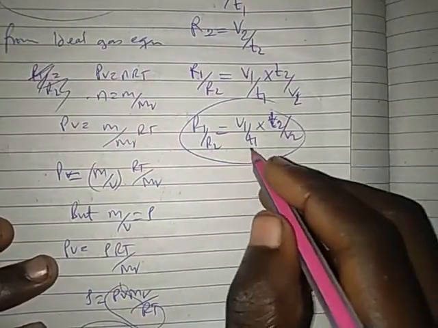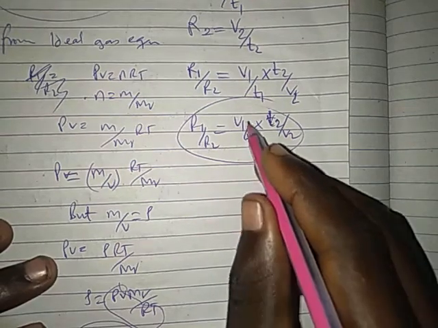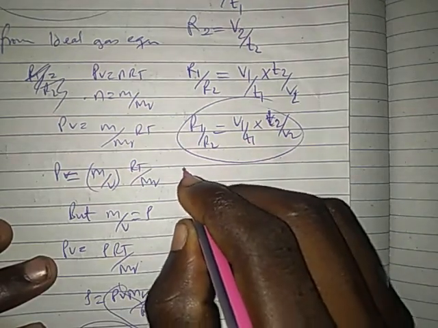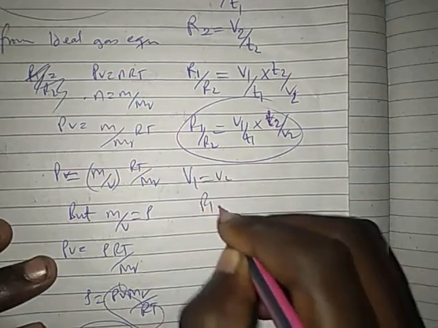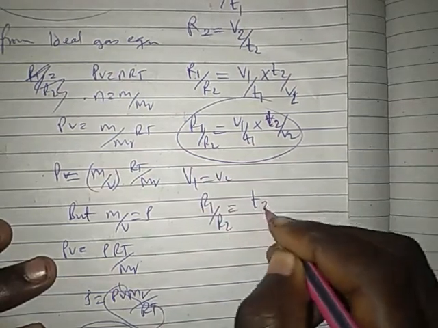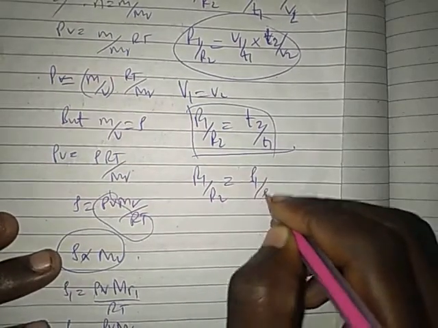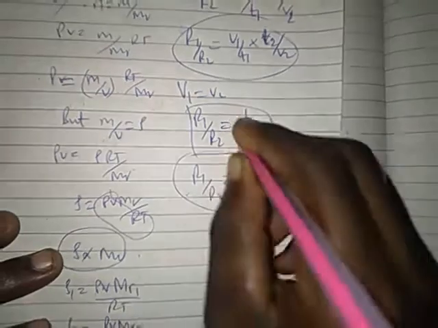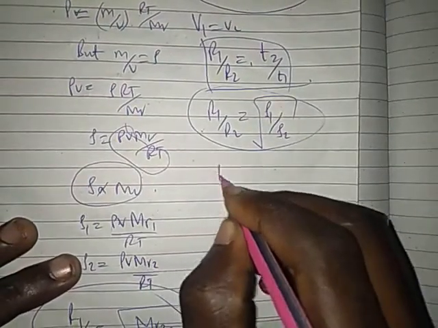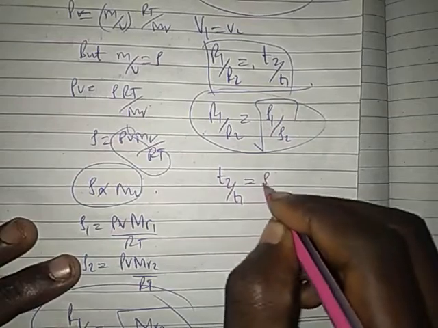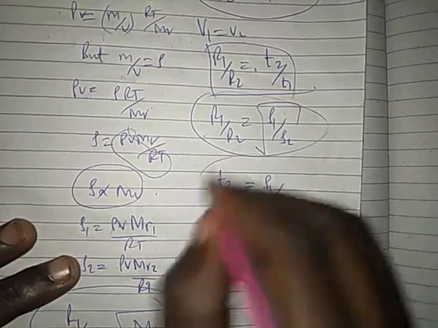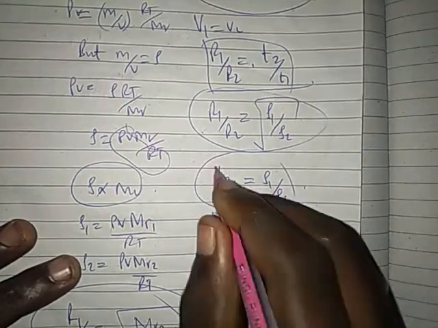Kwa hiyo kama volume ya gas ni ile ile, so if V1 is equal to V2, rate 1 divided by rate 2 will be equal to T2 divided by T1. Tukirudi kwenye equation yetu, rate 1 divided by rate 2 is equal to square root of density 2 divided by density 1. Tukiequate equation hii na hiyo hapo tutakuja kupata T2 divided by T1 is equal to square root of density 2 divided by density 1. Kwa hiyo I'm ending up here.